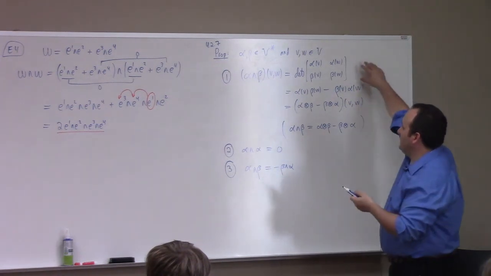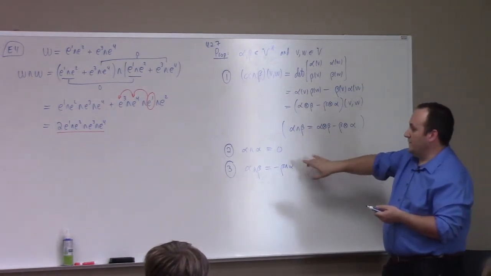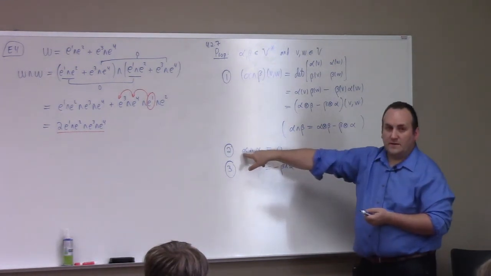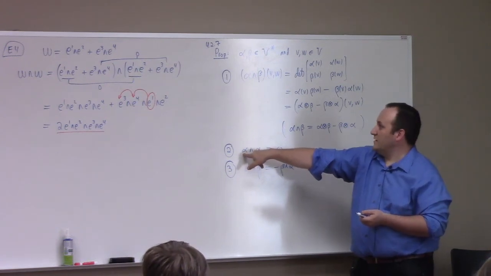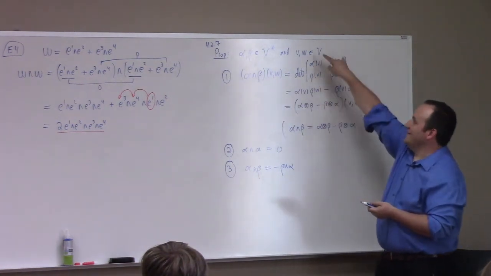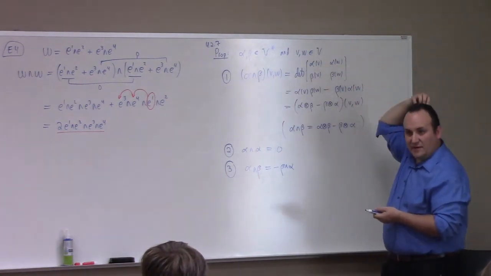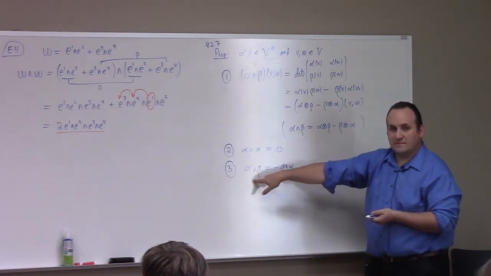But actually, once you have this formula, these two things are immediate. Because alpha wedge alpha is a 2 form. So if it's 0 on all possible inputs, that means it's the zero 2 form. But it's pretty clear that if you put alpha and alpha into this formula, that determinant is 0. And once you know this, it's easy to prove that.